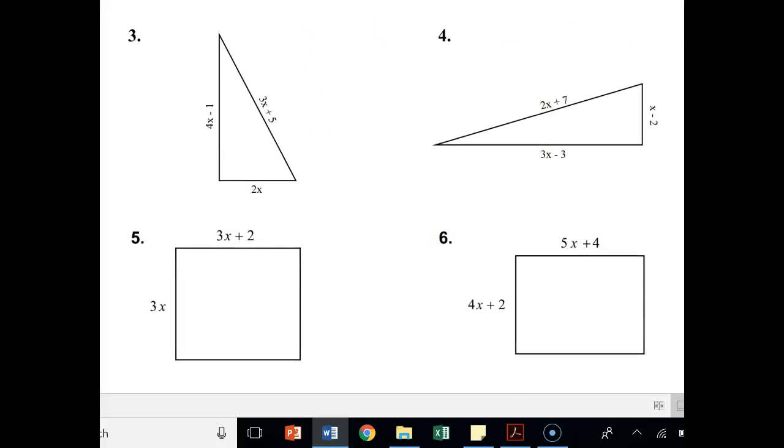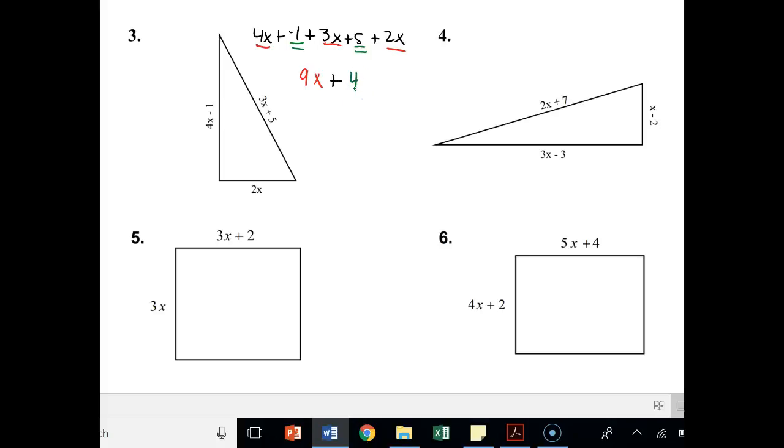Let's do number 3. We have 4x minus 1, so plus a negative 1, plus 3x plus 5, plus 2x. Like terms, 4x, 3x, and 2x, right? So 4 plus 3 plus 2 gives us 9x. And then negative 1 plus 5, that should be plus a positive 4, right?